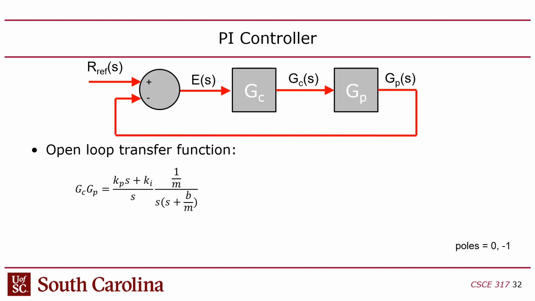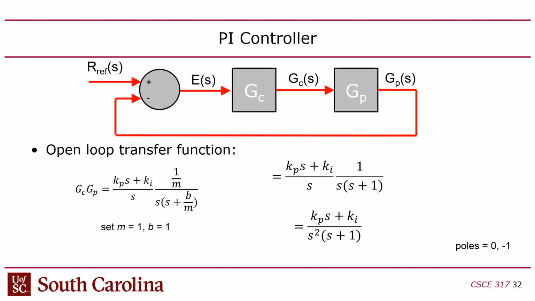Now the problem with this is you might say, well, that looks great, but how do I pick the values? How do I pick the values of KP and KI? Well, that's the tricky part. How do you do that? I'll set M to 1 and B to 1 for simplicity.